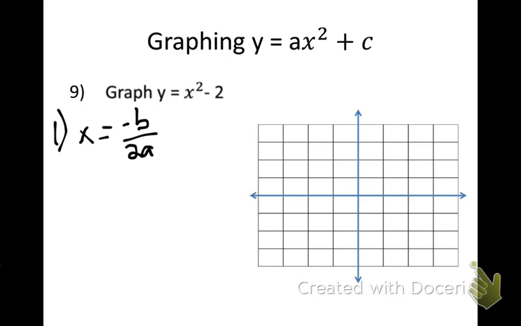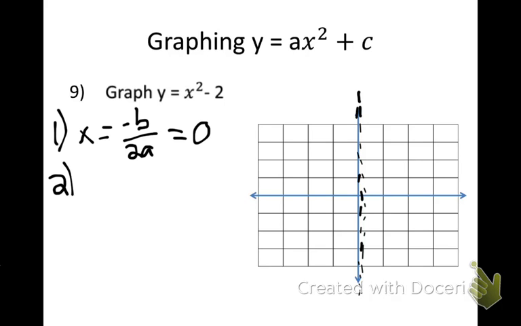What do I notice about this graph though? What's the first thing I notice? There is no b. So b is 0. So my axis of symmetry is 0. I have an imaginary line right there. 0.